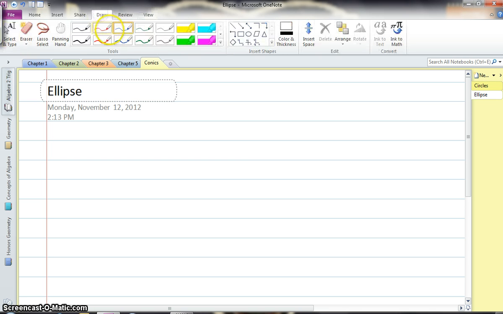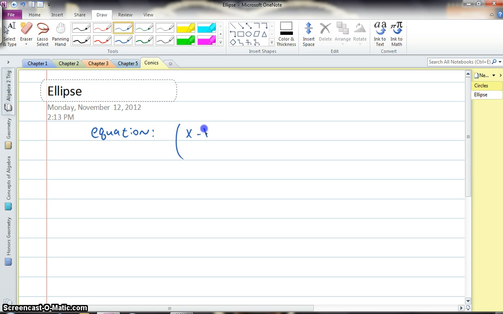Today we did circles yesterday in class. Now we're going to talk about ellipses. An ellipse is kind of an oval, in the sense that it has two different radii. It has an x radius and a y radius. So the graphing form of the equation is as follows.